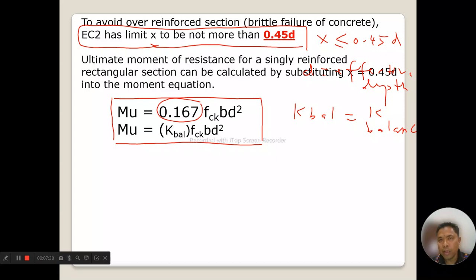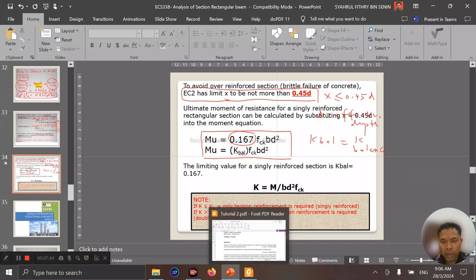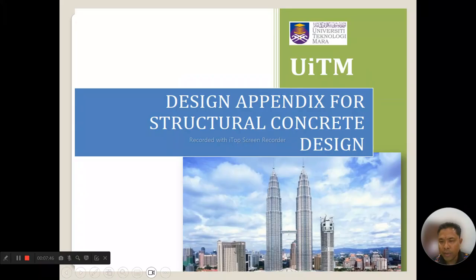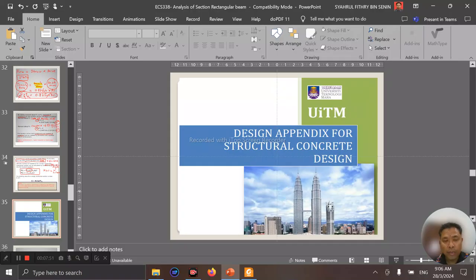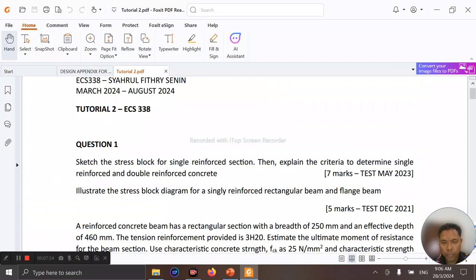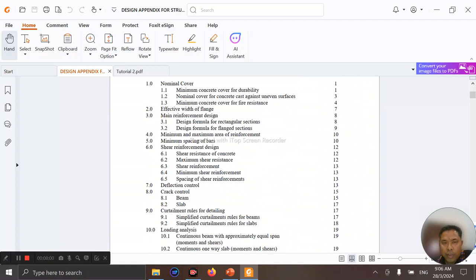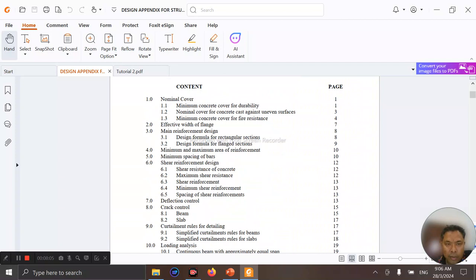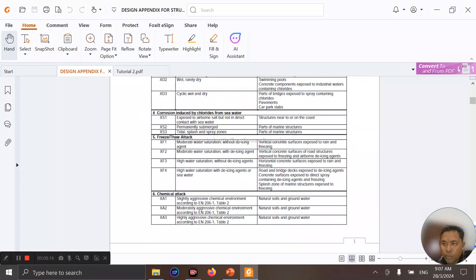So maybe I want to show you what the Eurocode document is. It will be something like this. This is your Eurocode, which you can download. This is the first page of it, and this is the PDF file. You can go to section number 3, because our topic now is to design based on rectangular sections. So we can go to page number 8.